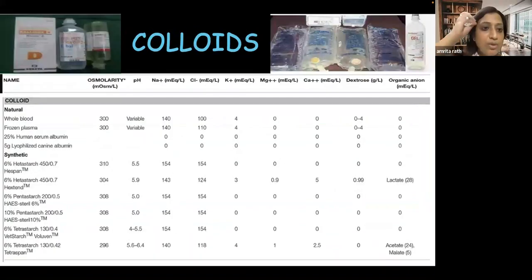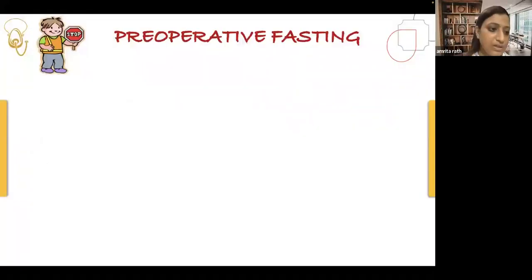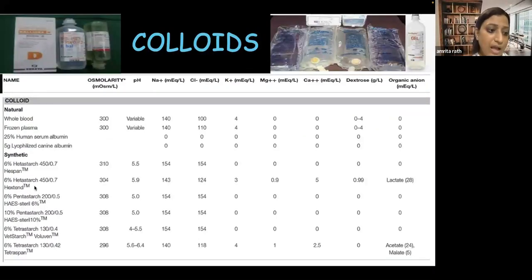So next come to colloid. As I've already mentioned, in a pediatric patient, 4.5% albumin has to be given. If it is 25%, this is naturally formed, you should not give. And if you're giving a synthetic one, you should give the higher ones, like hydroxyethyl starch, higher ones.